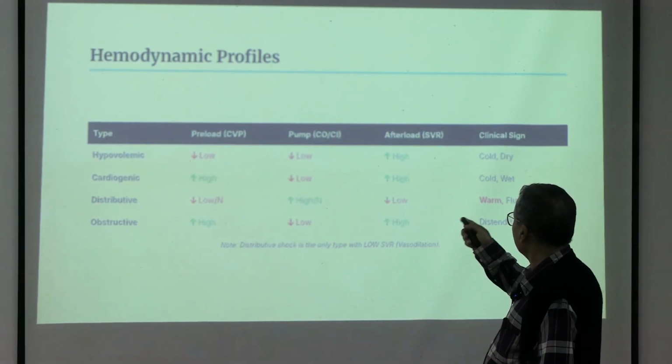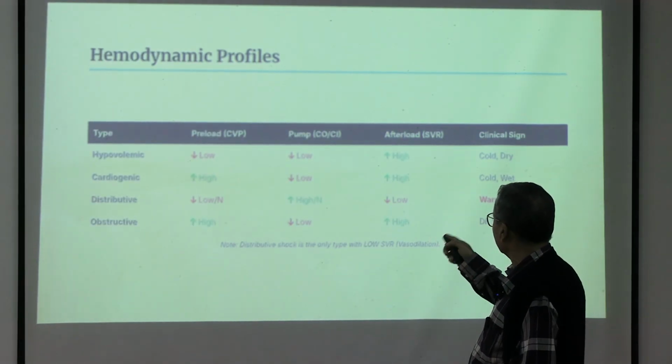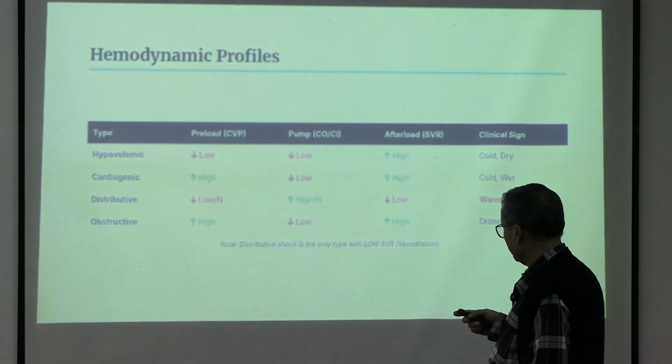Hemodynamic profiles: hypovolemic, cardiogenic, distributive, obstructive. You have to write this.